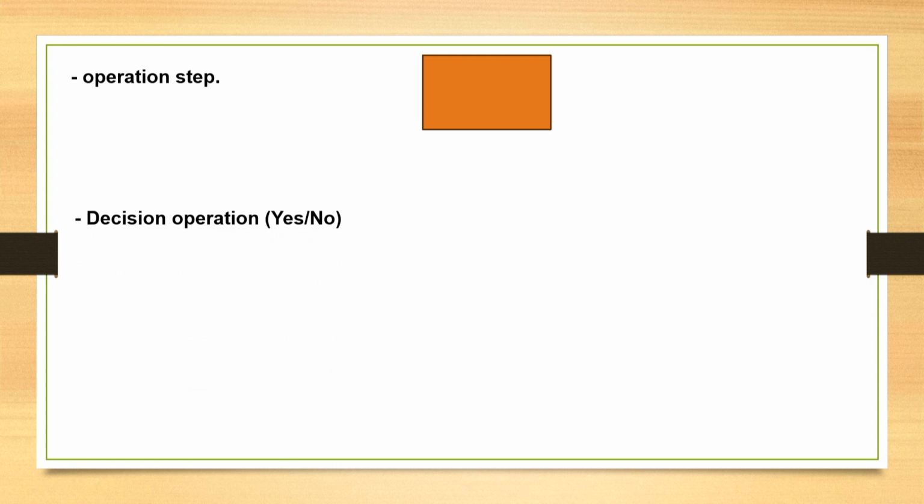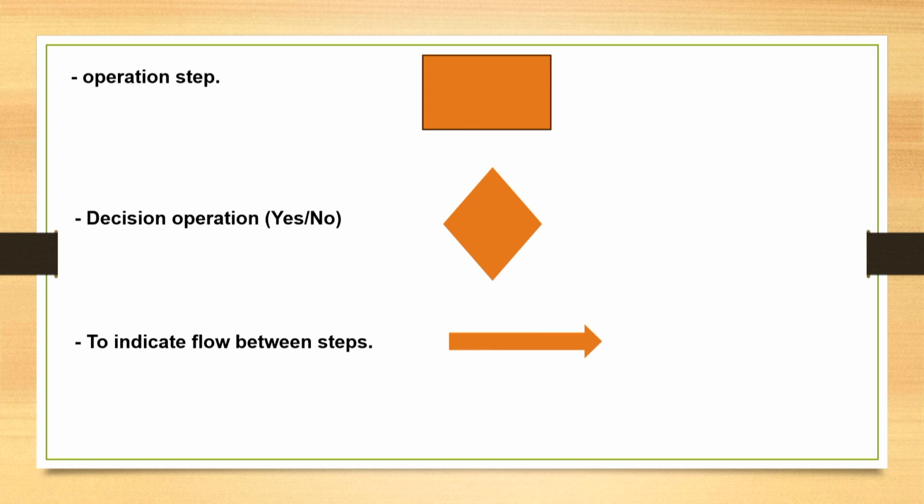For an operation step, that is, in the previous case it was sum is equal to num1 plus num2, that was the calculation, you use a rectangle. For a decision, where this is correct or wrong, in that case, we use a diamond shape. To indicate a flow between the steps, an arrow is used. For connecting two pages, if the flowchart does not fit in one page and you need another page in continuation, in that case, we use a circle.